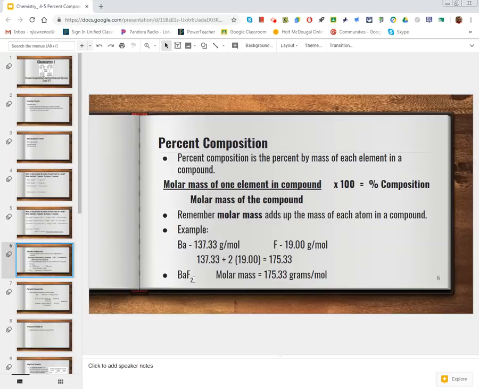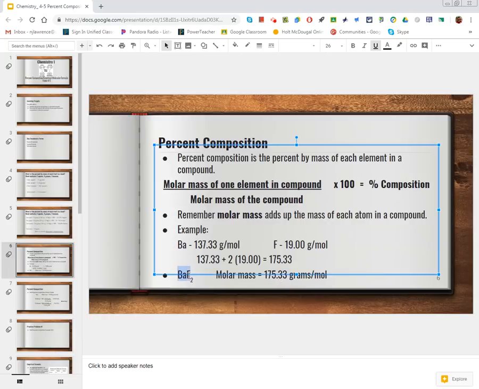If I have BaF2, the molar mass is 175.33 grams per mole. How do we calculate the molar mass of BaF2? You just simply took the mass of each individual atom and added it together. So again, 1 barium is 137.33. Each fluorine is 19.00. Times that by 2 to get your total of 175.33. So again, this is the molar mass of the compound. These are the individual molar masses of each individual element.